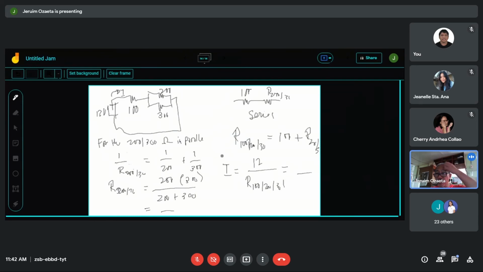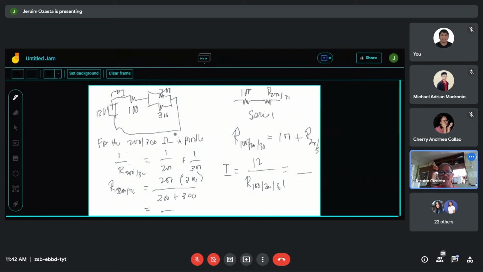Do you get the notation here? Yes, sir. The subscript of 200, 300 says that that is the combination of 200 and 300 ohms in parallel. And here, the series resistance R100, 200, 300 is the combination of both the parallel resistance 200, 300 plus the 100. So the total current will be the result of the total resistances here.